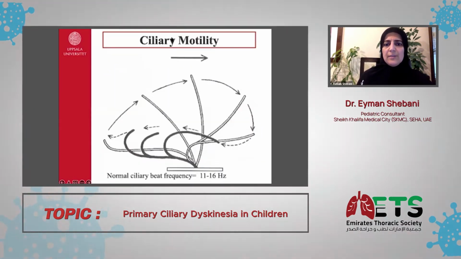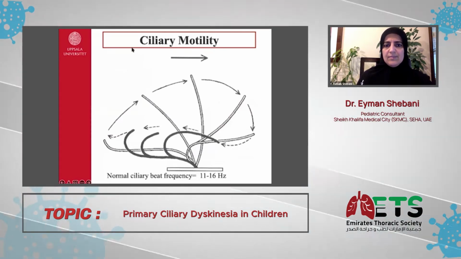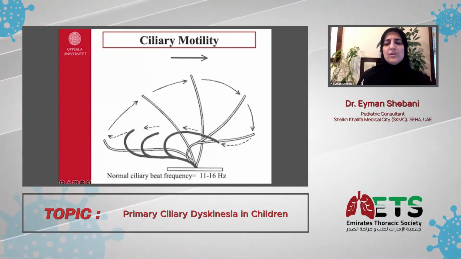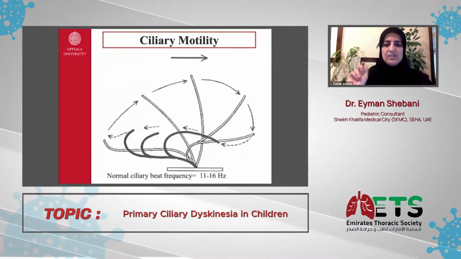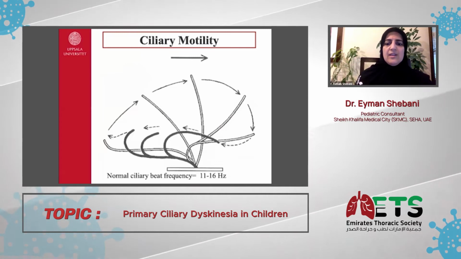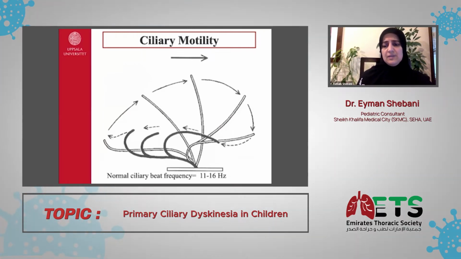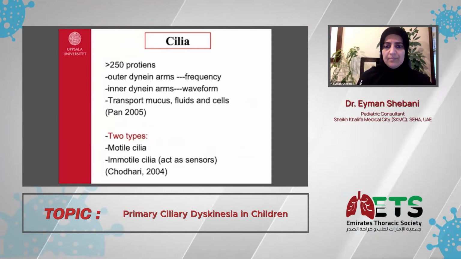So if we look at the ciliary motility, sorry, some things are popping up on my screen. In ciliary motility, it's like a whiplash kind of movement, forward and then backward. This is how the cilia move. Any abnormality in this movement can cause abnormal mucociliary clearance.